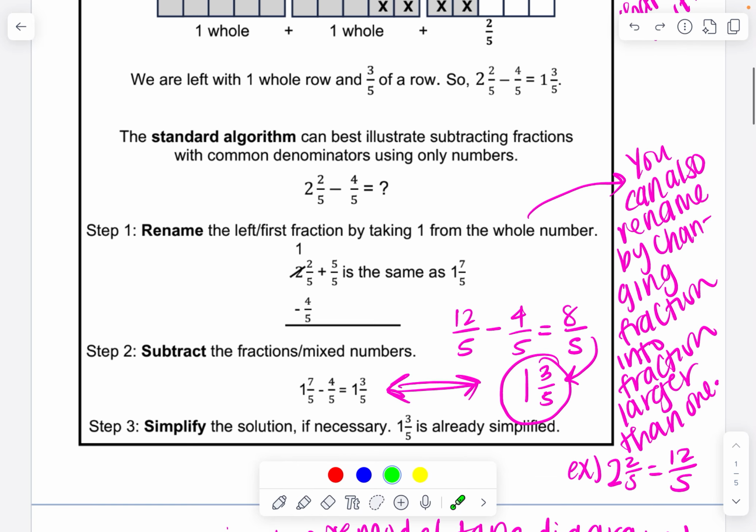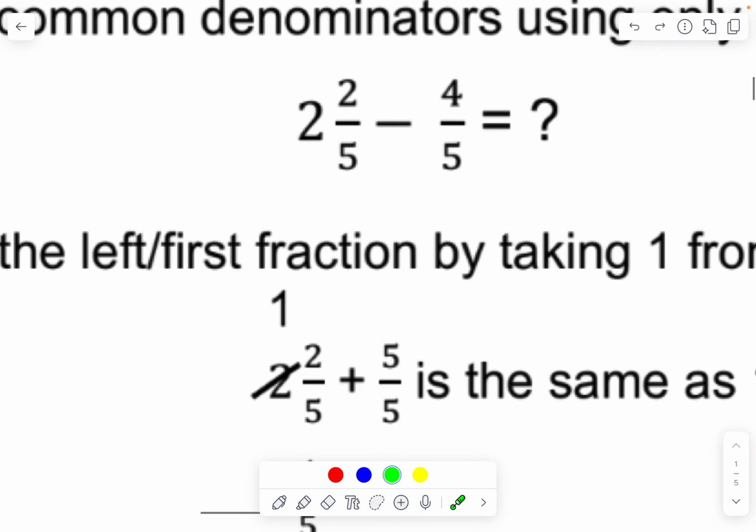When it comes to the standard algorithm, the strategy that we are going to use today is to rename fractions by creating fractions that are larger than 1. And so, same example, 2 and 2 fifths take away 4 fifths, except we are going to change 2 and 2 fifths from a mixed number to a fraction that is greater than 1. Students can do this a couple of ways.